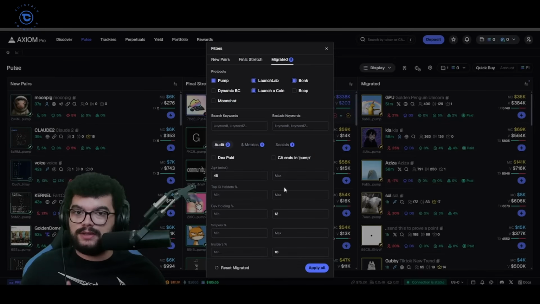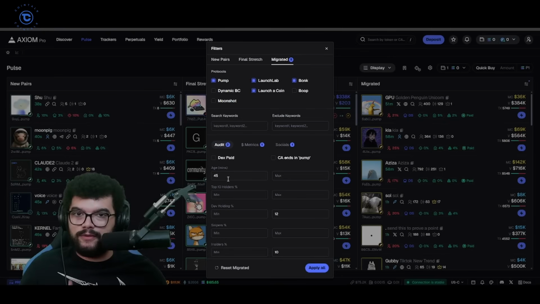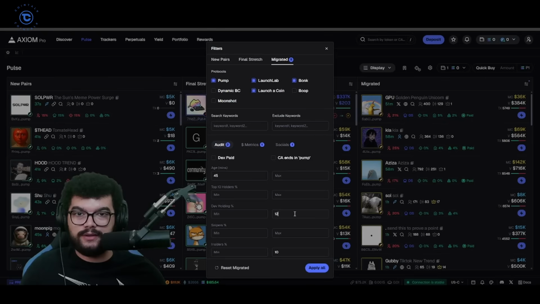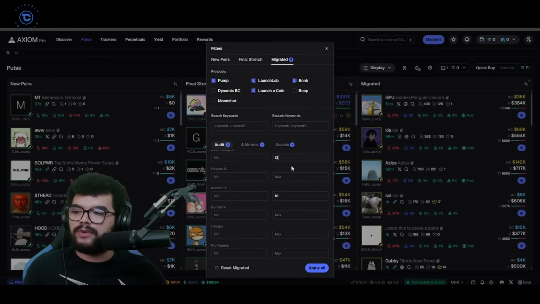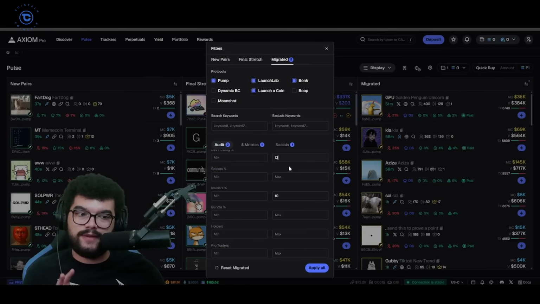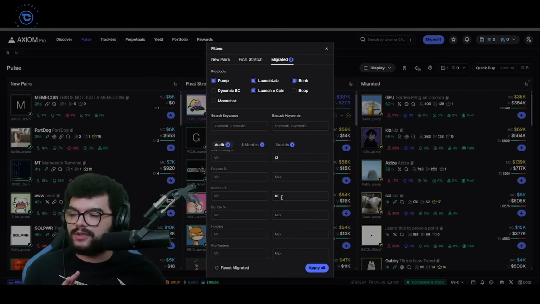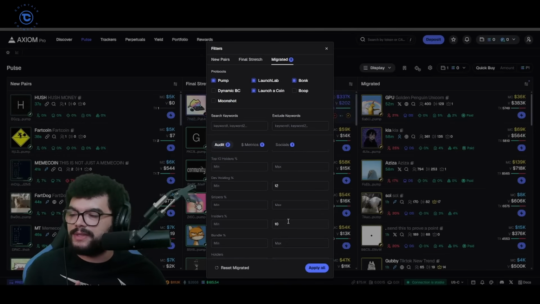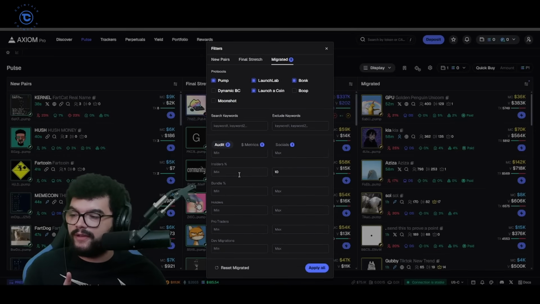Now, when it comes to audit, this is the important part. Age, minimum, you want 45 minutes. And then when it comes to dev holding, you want 12%. And there's a difference if you put 10, 12, there's a big difference there when it comes to catching runners. So I think 12% for 2025 is the number. And then when it comes to insiders, you want 10% maximum. So maximum 12% dev holding, and then maximum insiders 10%. Age minimum 45, as I said previously.